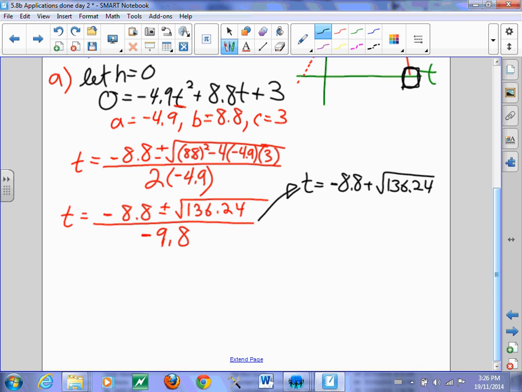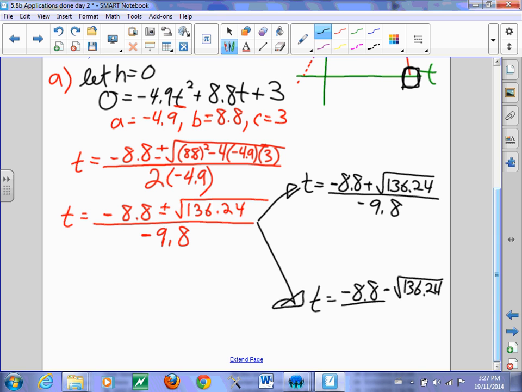That's one case, or one answer will be there. Okay, or we're going to break it into the second case, where it's negative 8.8 subtract the square root of 136.24, all divided by negative 9.8. Quick reminder, ladies and gentlemen, when you're typing it in your calculator, you have to press equals after you do your numerator, then divide by the denominator, which is negative 9.8.